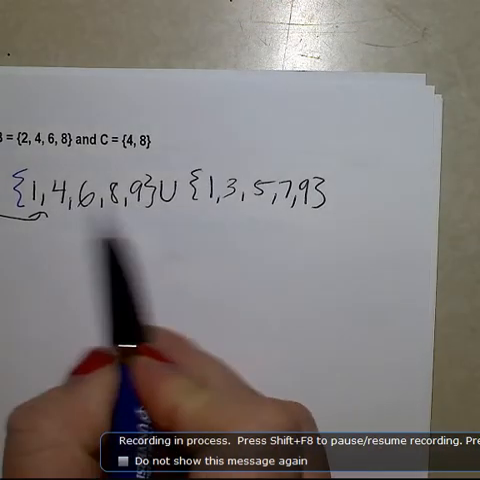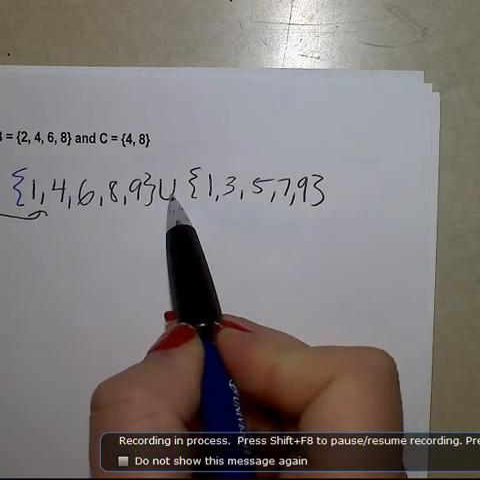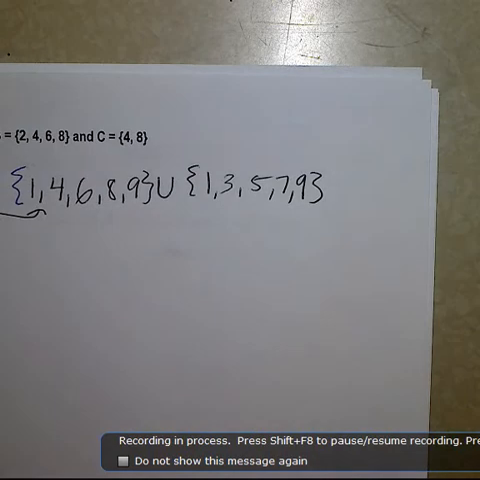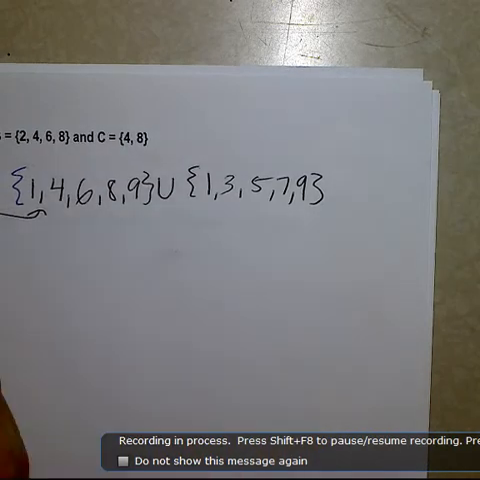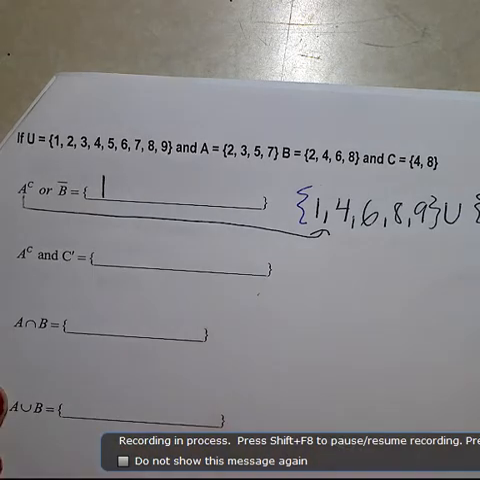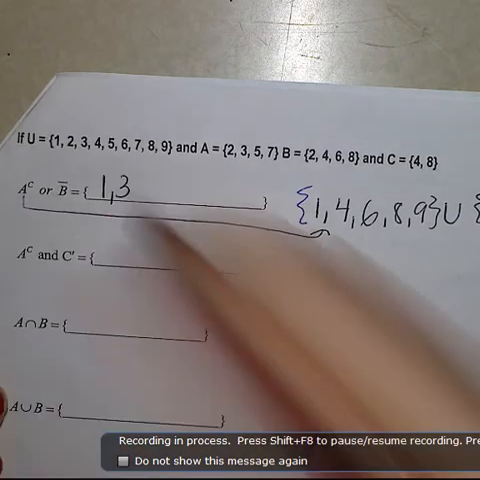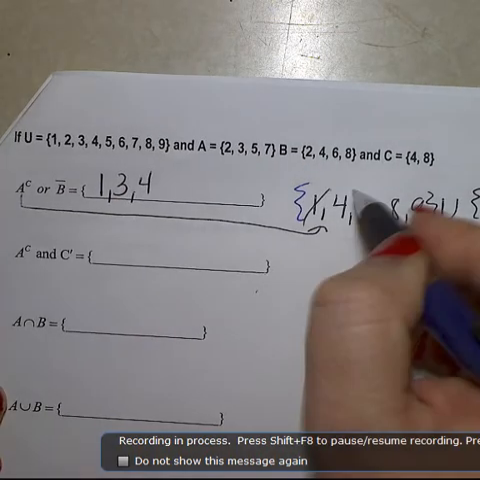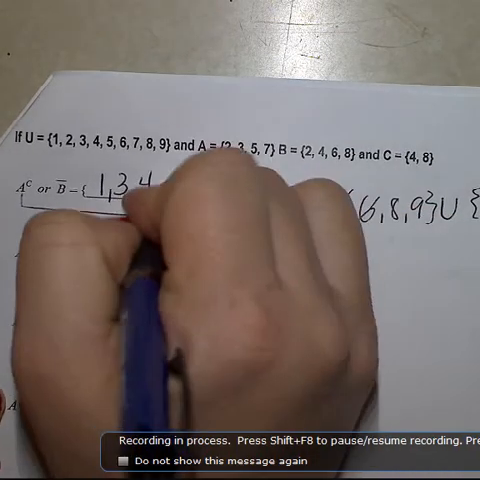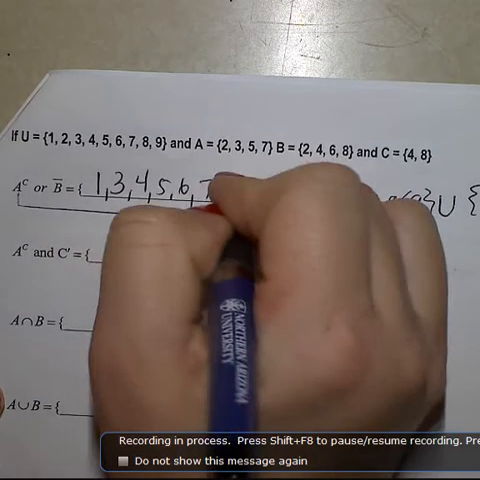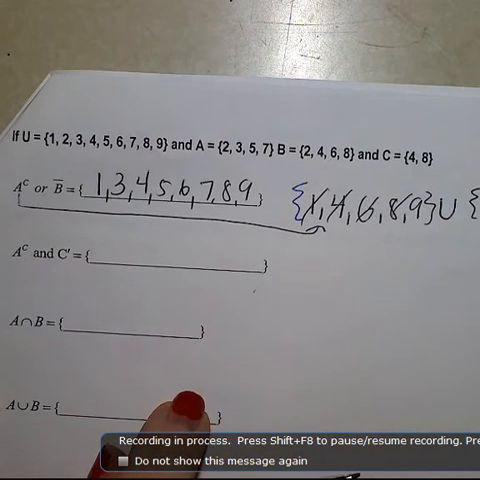So when I'm asked for this set union this set, that means what's in either one. So they have a 1, but we don't write it twice. I already have these small squiggly brackets over here. So I have a 1, a 3, a 4, a 5 and 6, a 7, 8, and 9. I wrote them in order, and I didn't repeat.